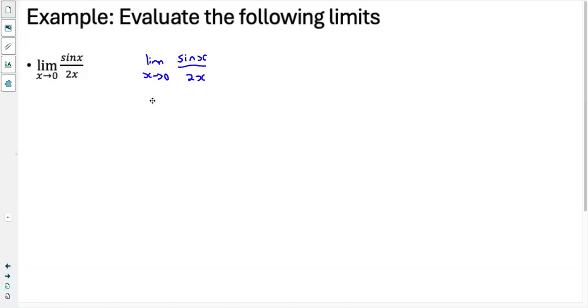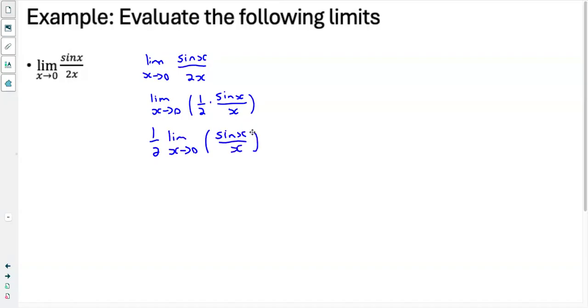So what we can do is break this up. So this is our limit as x goes to 0 of 1 over 2 times sine x over x. Now we can move the 1/2 in front of our limit because essentially it's a constant. It's not affected by our x. So this would give us 1/2 our limit as x goes to 0 of sine x over x. Now we know our limit of this is 1, so that would be 1/2 times 1, which gives us 1/2.